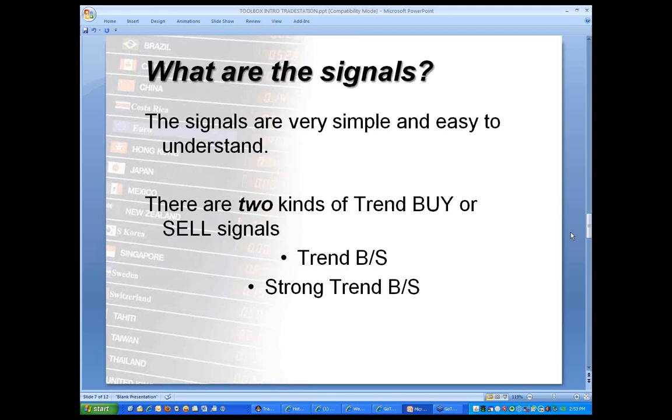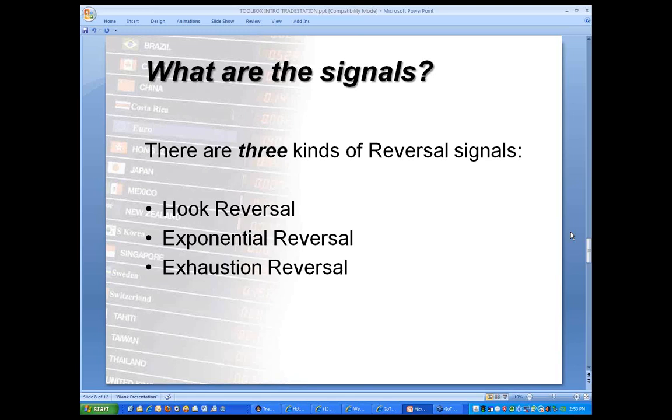What are the signals? Very simple, very easy to understand. There are 2 kinds of trend buy signals or trend sell signals. In other words, if you want to trade with the trend, a trend buy or sell, and a strong trend buy or sell. And there are 3 kinds of reversal signals: a hook reversal, exponential reversal, and an exhaustion reversal. The Toolbox basically looks for places where the market has a potential to reverse, and it looks for places that are great places to go with the prevailing trend.